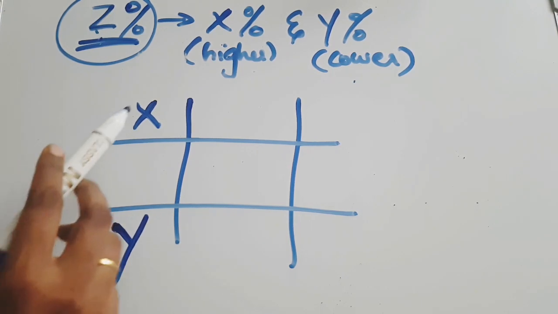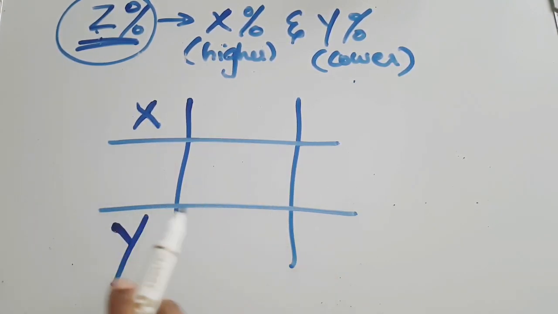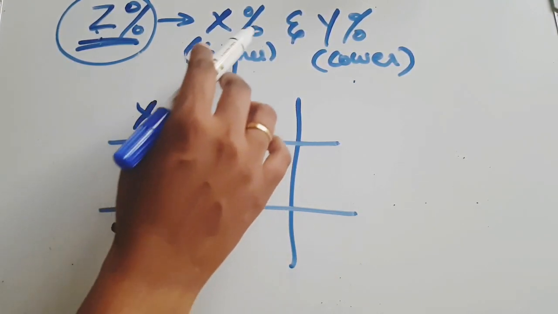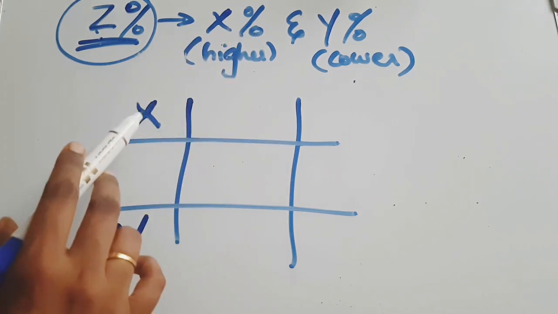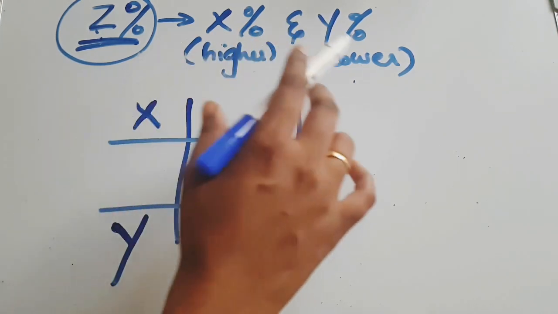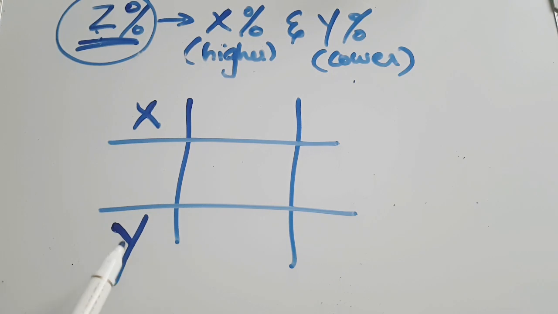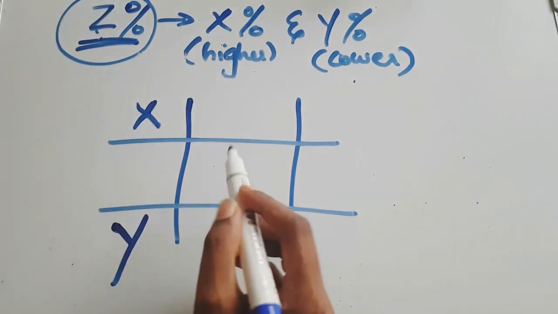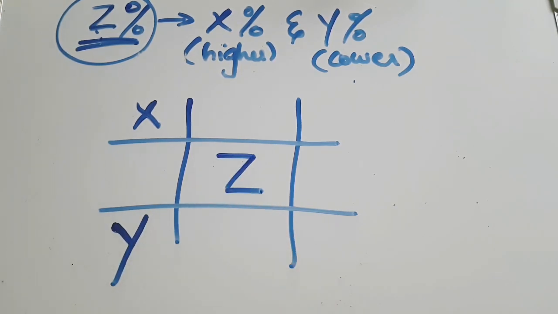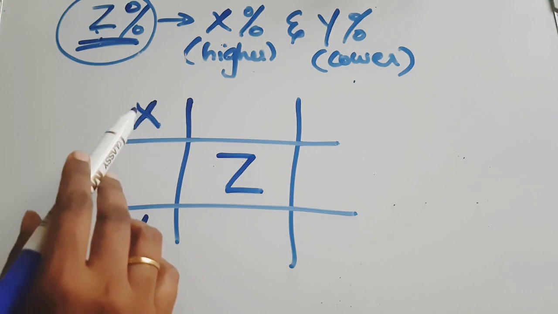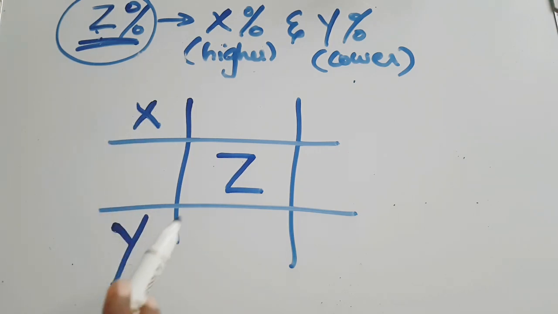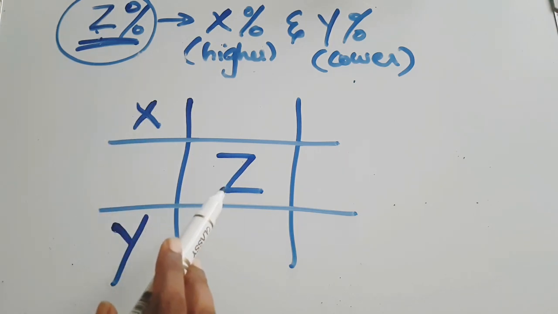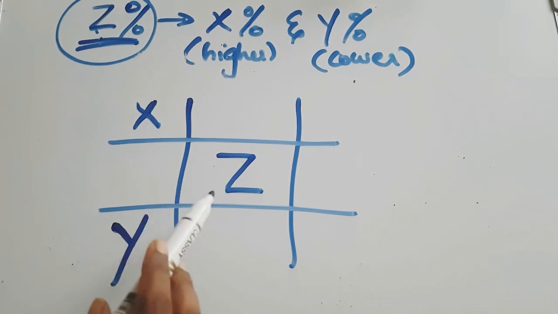So first you draw one grid or matrix, then you write the higher percentage strength in the top left corner, then the lower concentration in the bottom left corner. Then write the desired concentration in the center of the matrix.